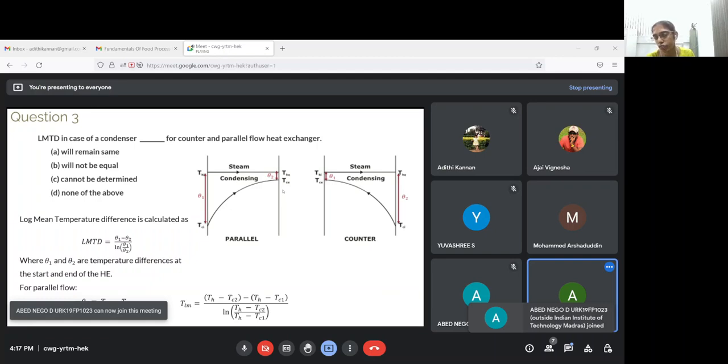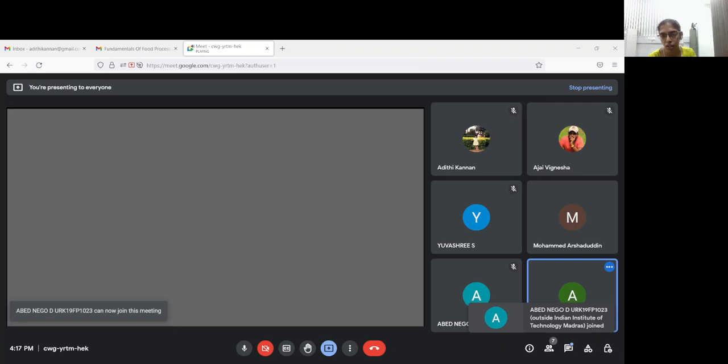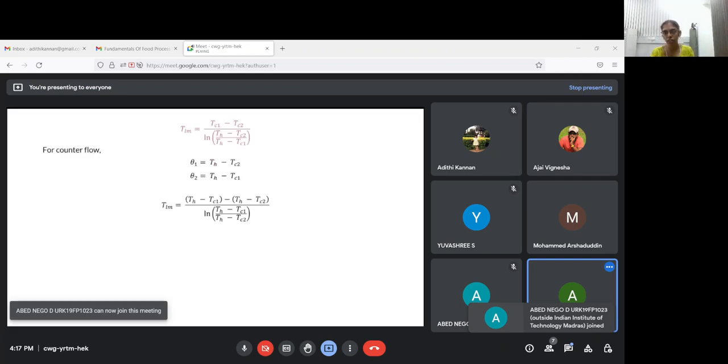This is not the case in an evaporator. In an evaporator, you generally feel that your temperature is constant throughout. But in a heat exchanger, you will have a temperature variation with length, which is why you are considering LMTD in heat exchangers. I hope this is clear. If you have any doubt, you can post a question in the chat. So the answer to this question is option A. That is, the LMTD will remain the same only in case of condensers or boilers.